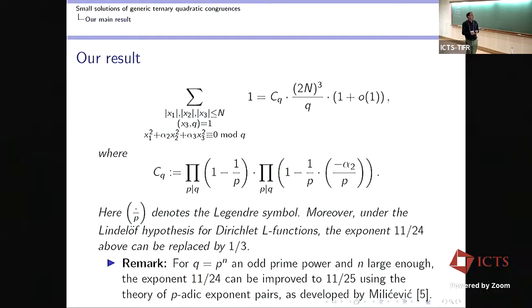Good. Also one interesting thing, when we just focus on prime power moduli, so we fix some prime p, let's say, and let n tend to infinity, then we can improve this 11 over 24 slightly. We managed 11 over 25 using the theory of periodic exponent pairs as developed by Mallesham.